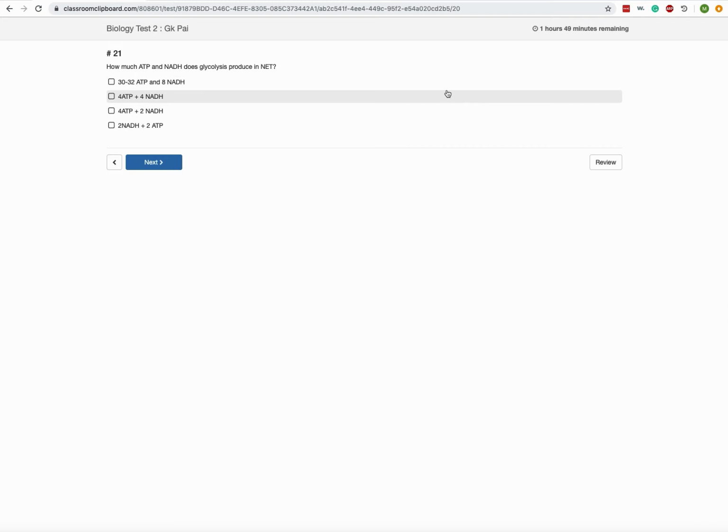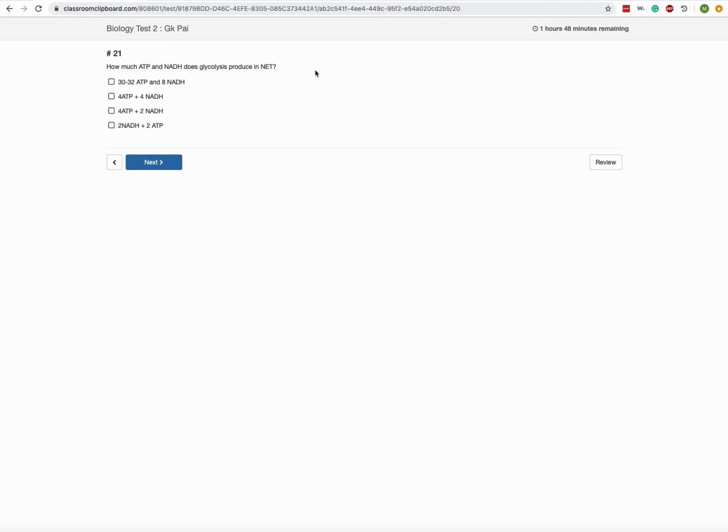How much ATP and NADH does glycolysis produce in net? Well, remember that glycolysis takes 2 ATP to get started, and we get 2 glyceraldehyde 3-phosphates, which get oxidized to produce 2 NADH from 2 NAD+, and we also get 2 more ATP in step 7 of the cycle.